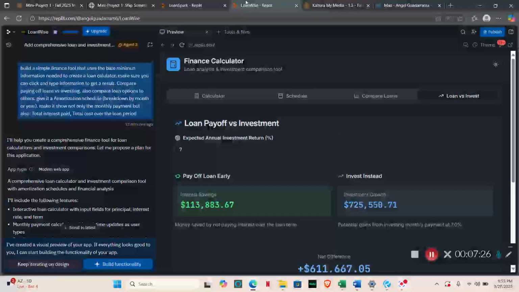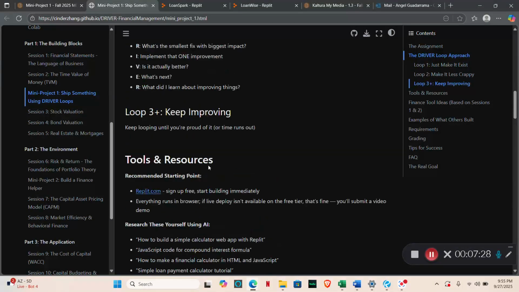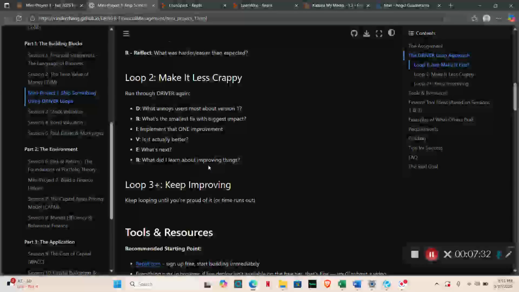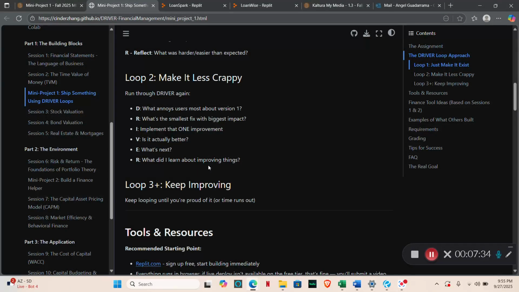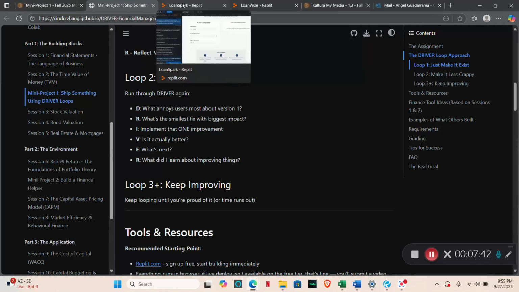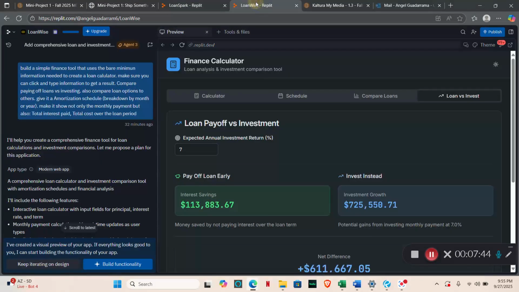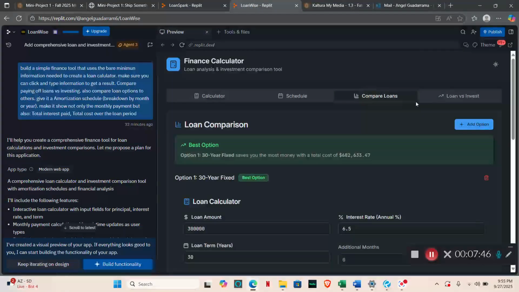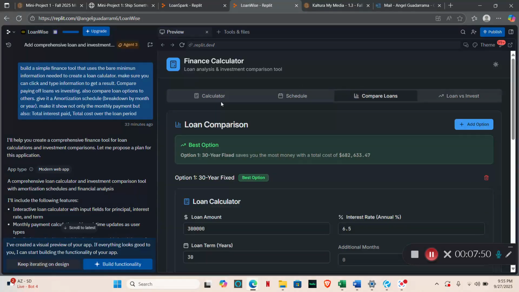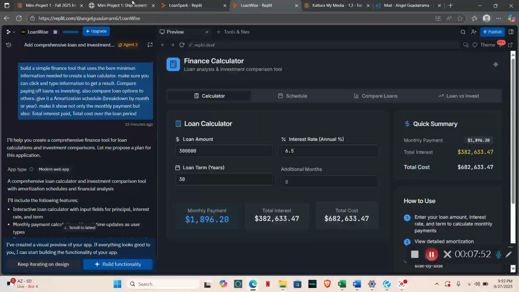Okay, well, I would keep improving it, but I ran out of looping space, so I did not. I was not able to improve it even further after the two. But what was next? As I mentioned, I added a schedule. I added compare loans. I added loan versus investment. So it was a lot more versatile for users.